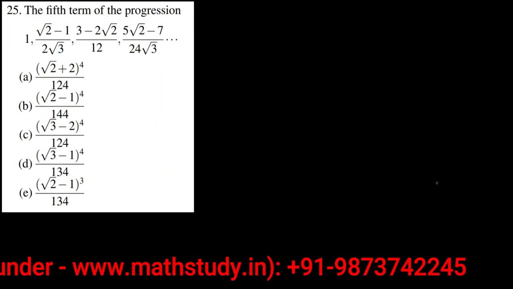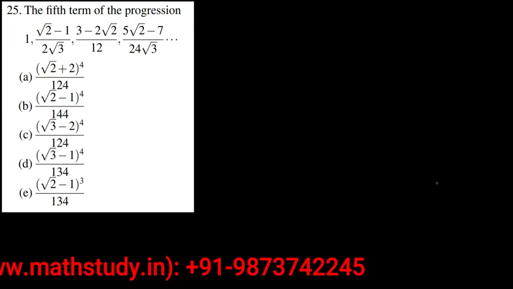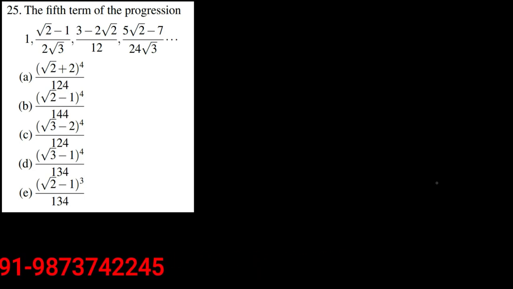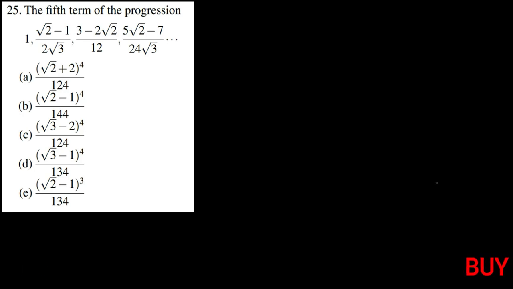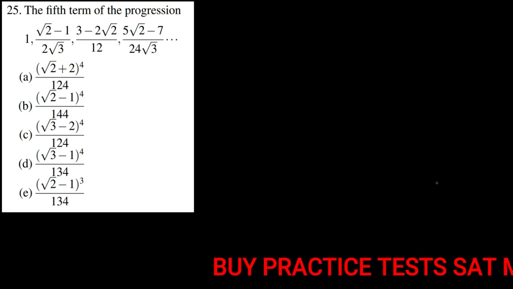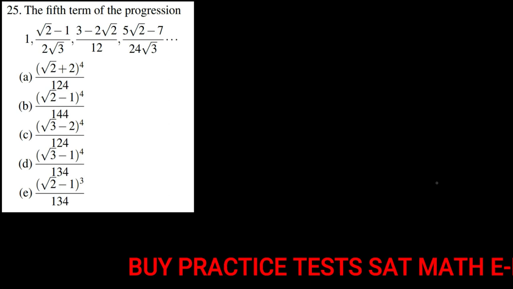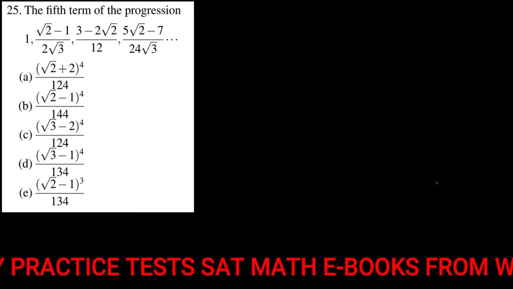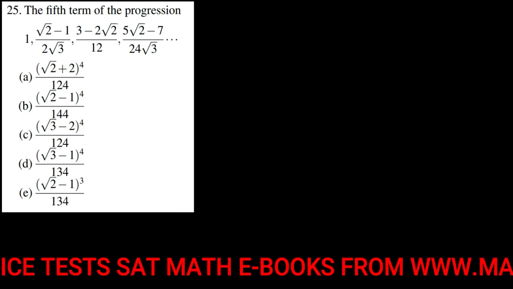So students, this is our question number 25 and we have to find the fifth term of this particular progression. How can we find this? First we have to find whether it is an arithmetic progression or a geometric progression. Simply we can see that this is not an arithmetic progression because the difference of two consecutive terms is not the same here. So let us try with the geometric progression.